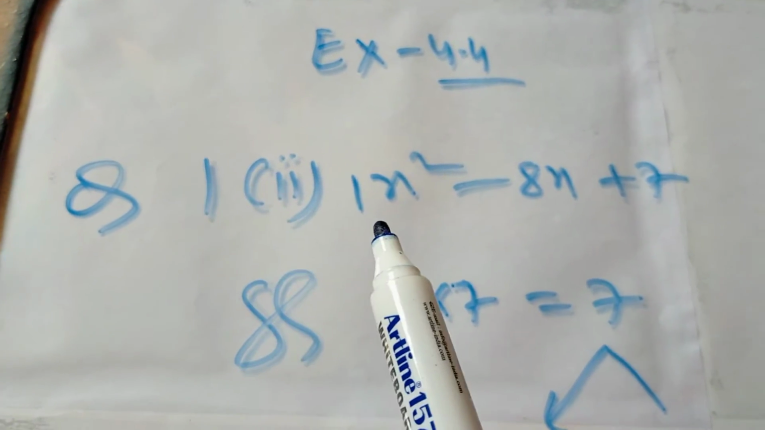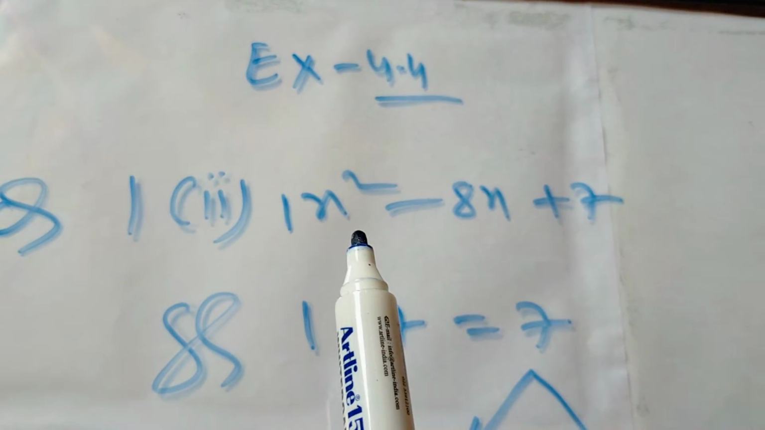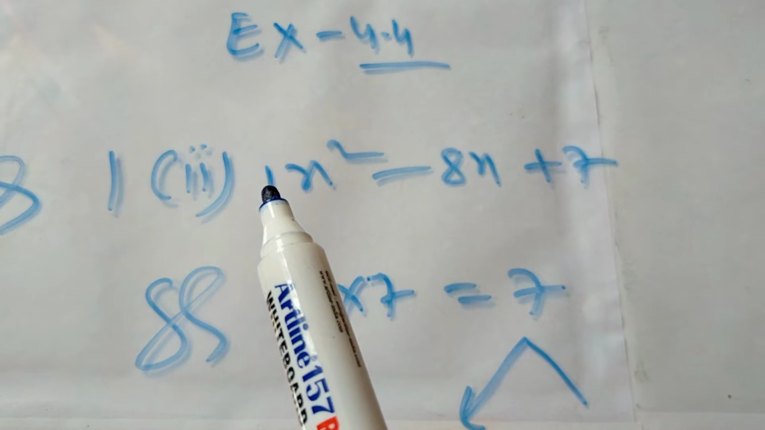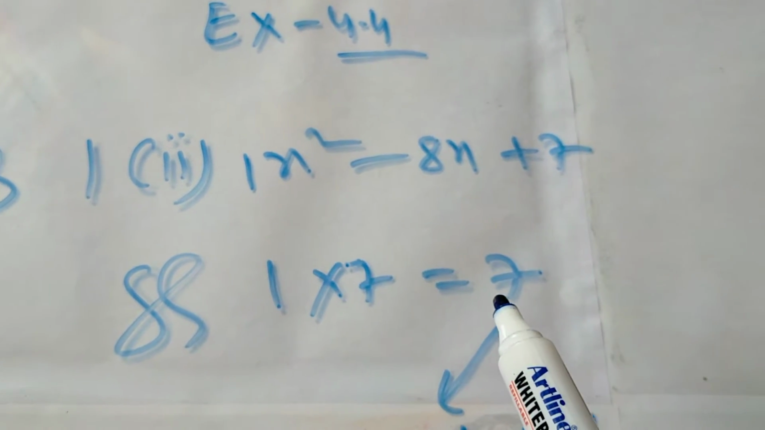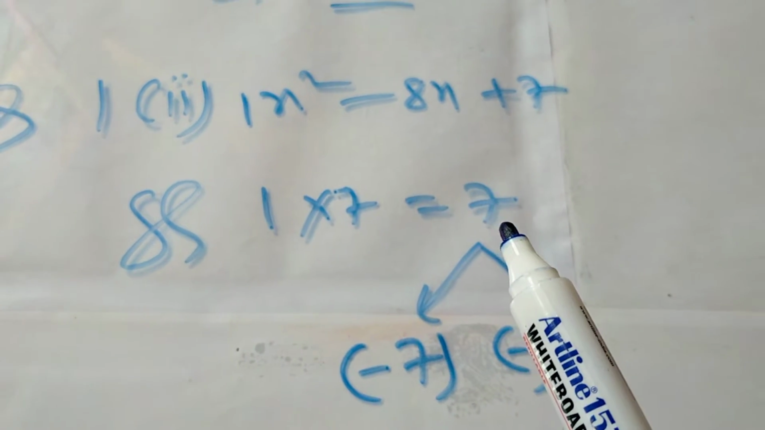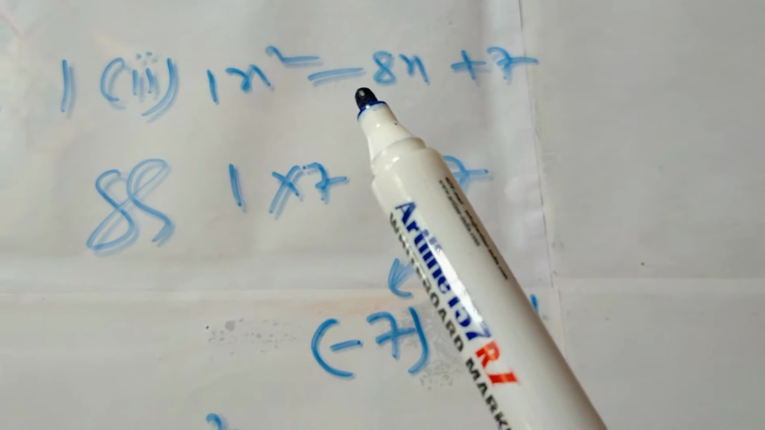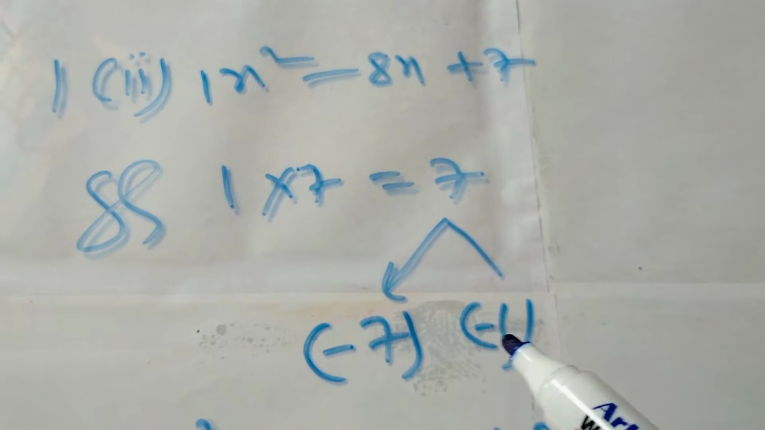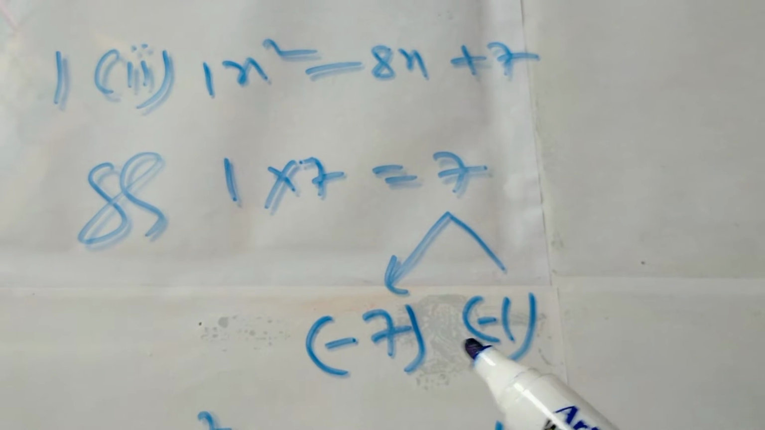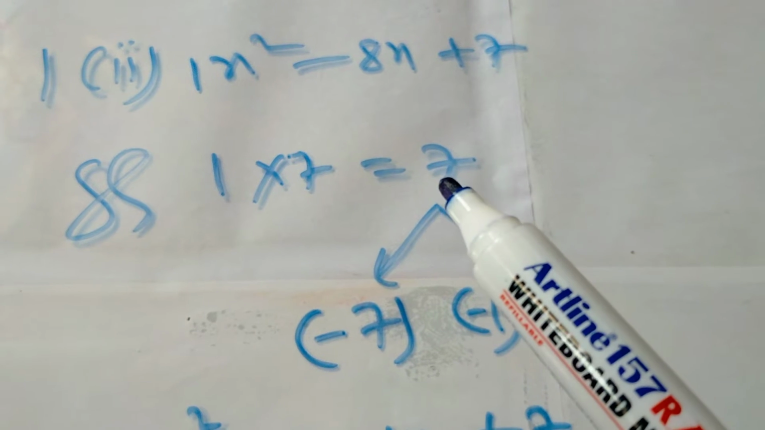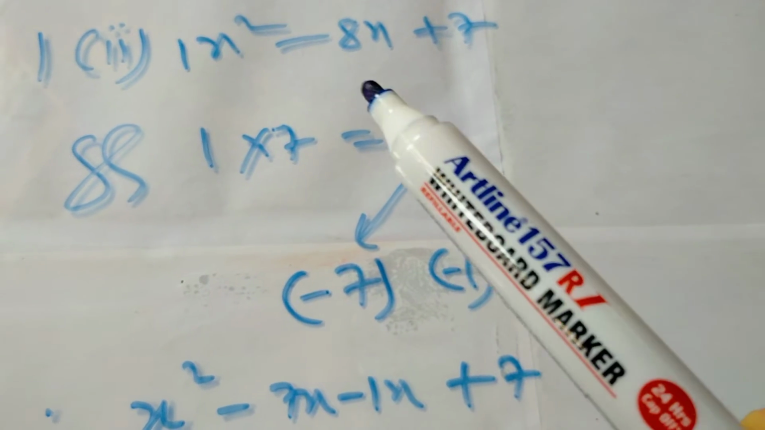Now look at the second part of this question. Question number 1, second part: it is given x square minus 8x plus 7. Here I have to multiply this 1 with this 7. It comes to 7. Now I should split this 7 so that it gives the result minus 8. You know minus 7 into minus 1, because both are minus, and minus minus is plus, gives the result 7. And if I add these two numbers, minus 7 and minus 1, it gives minus 8.